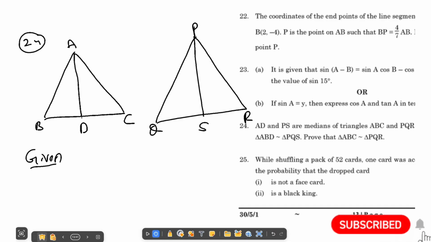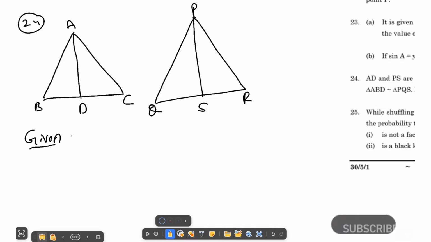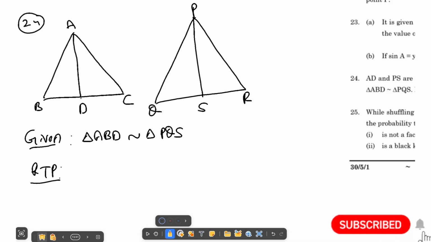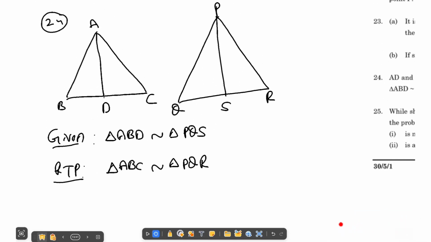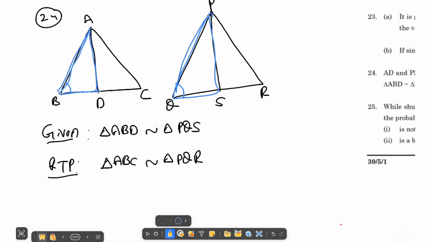So what is required to prove? We have to prove the big triangles similar: triangle ABC is similar to triangle PQR. Very simple. When triangle ABD is similar to triangle PQS, their corresponding sides are proportional and corresponding angles are equal. Angle at B will be equal to angle at Q, and AB by PQ is equal to BD by QS. So let's write that one.